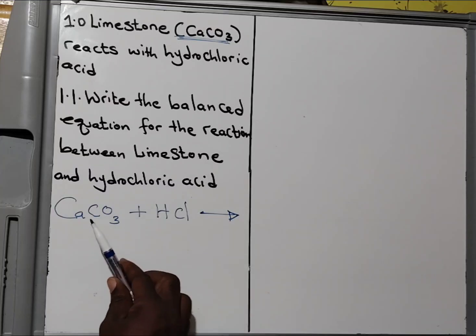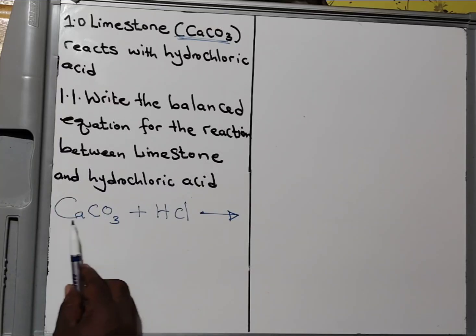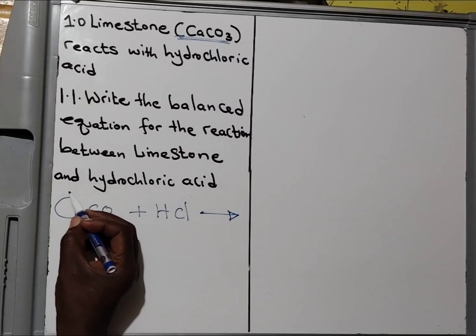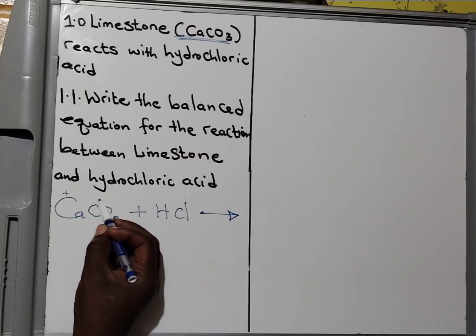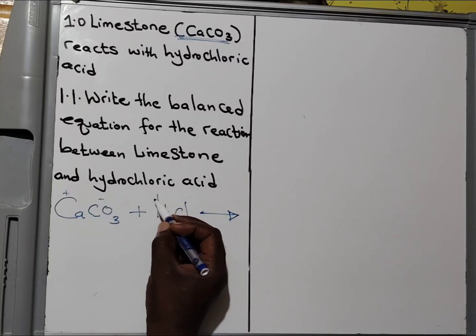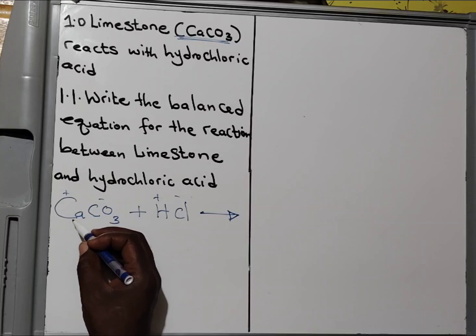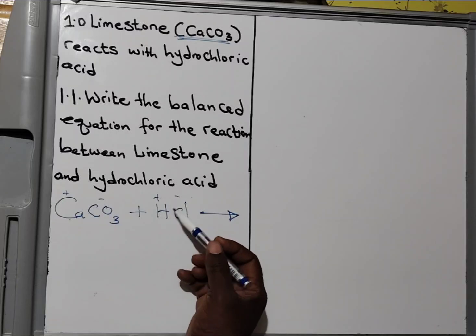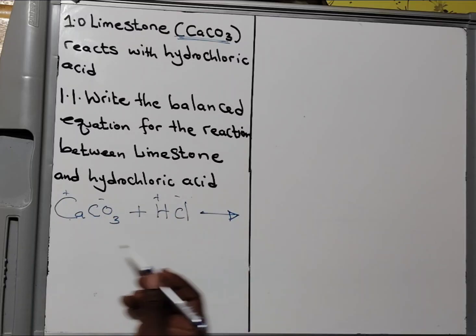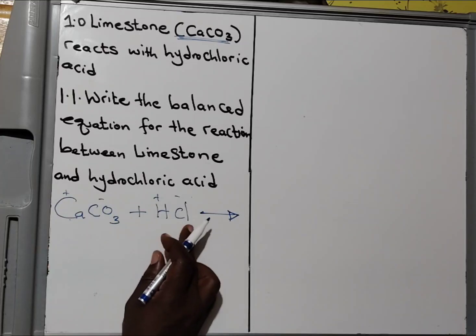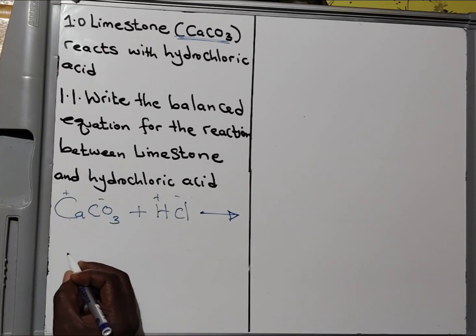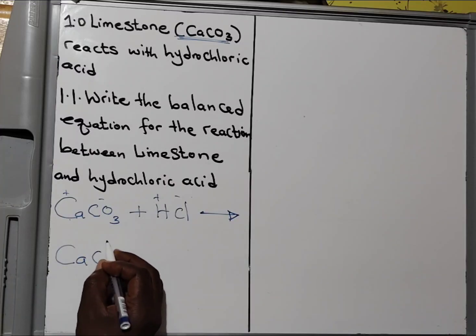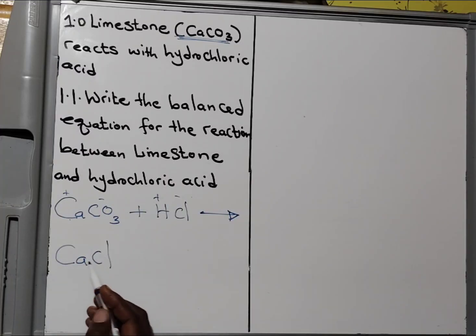We must not forget that during the reaction, this compound splits up into its positive and negative components, and the same applies to the acid. And what do we know? The positive of this one attacks the negative of the other one, and this positive attacks this one. So what do we get here? We get the salt, which is going to be calcium chloride.